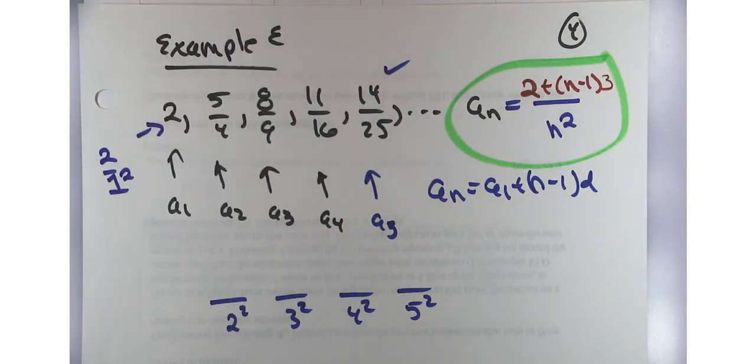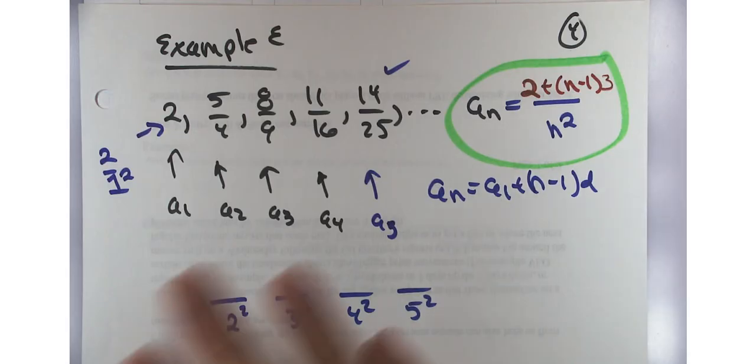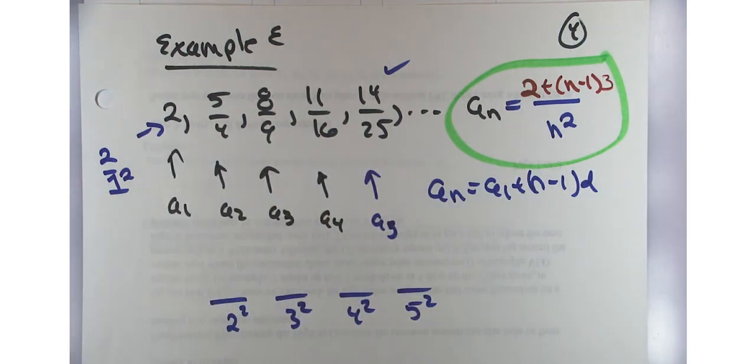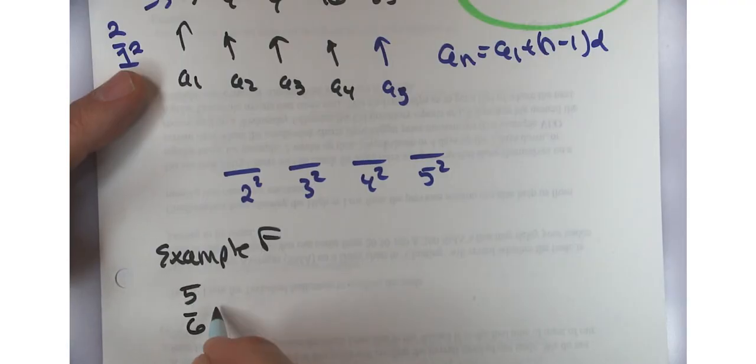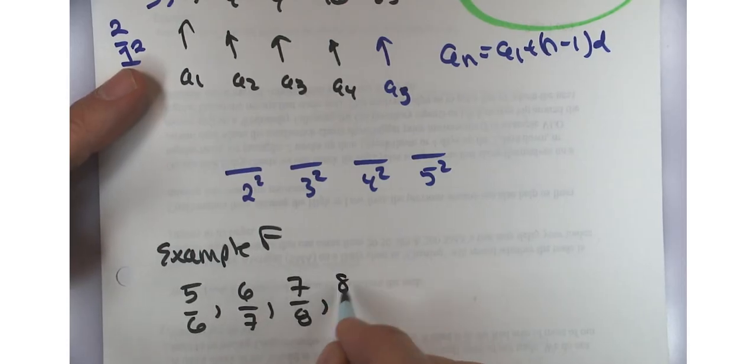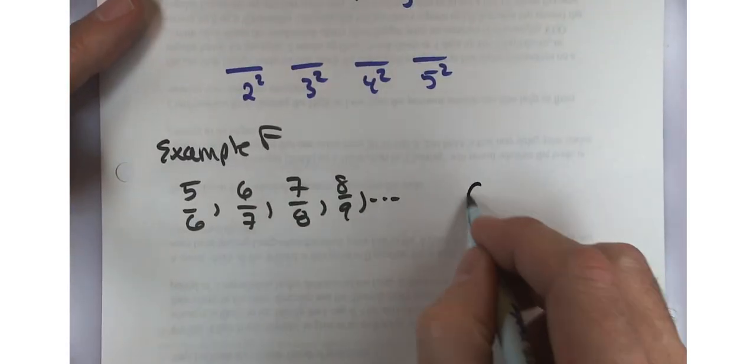All right, your turn for one, unless there's some comments or thoughts on this. But I hope you see that we didn't try and do the whole thing at once. We did a piecemeal approach. Let's take a look at example F. Five over 6, 6 over 7, 7 over 8, and so on. So once again, the goal is to come up with the general term for this sequence.